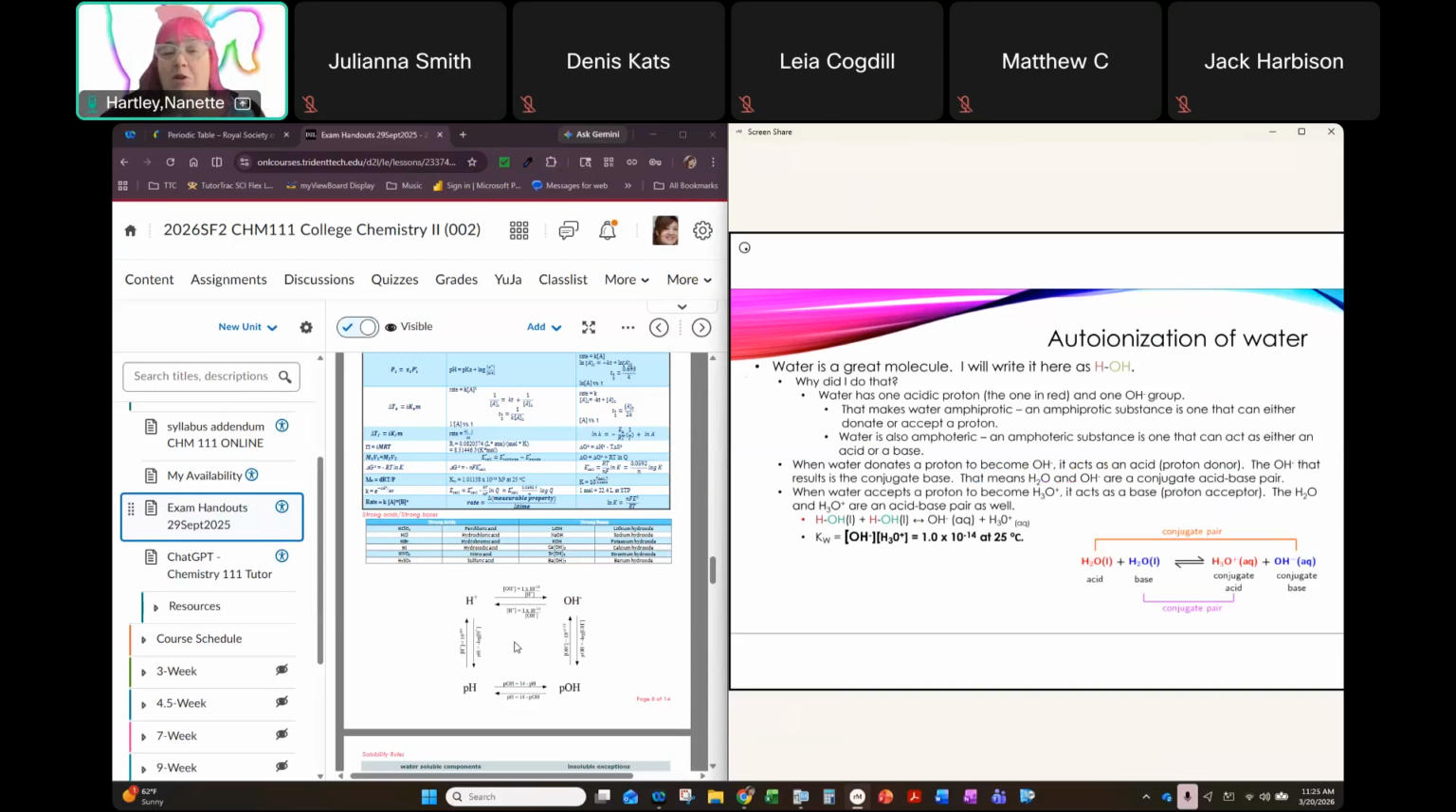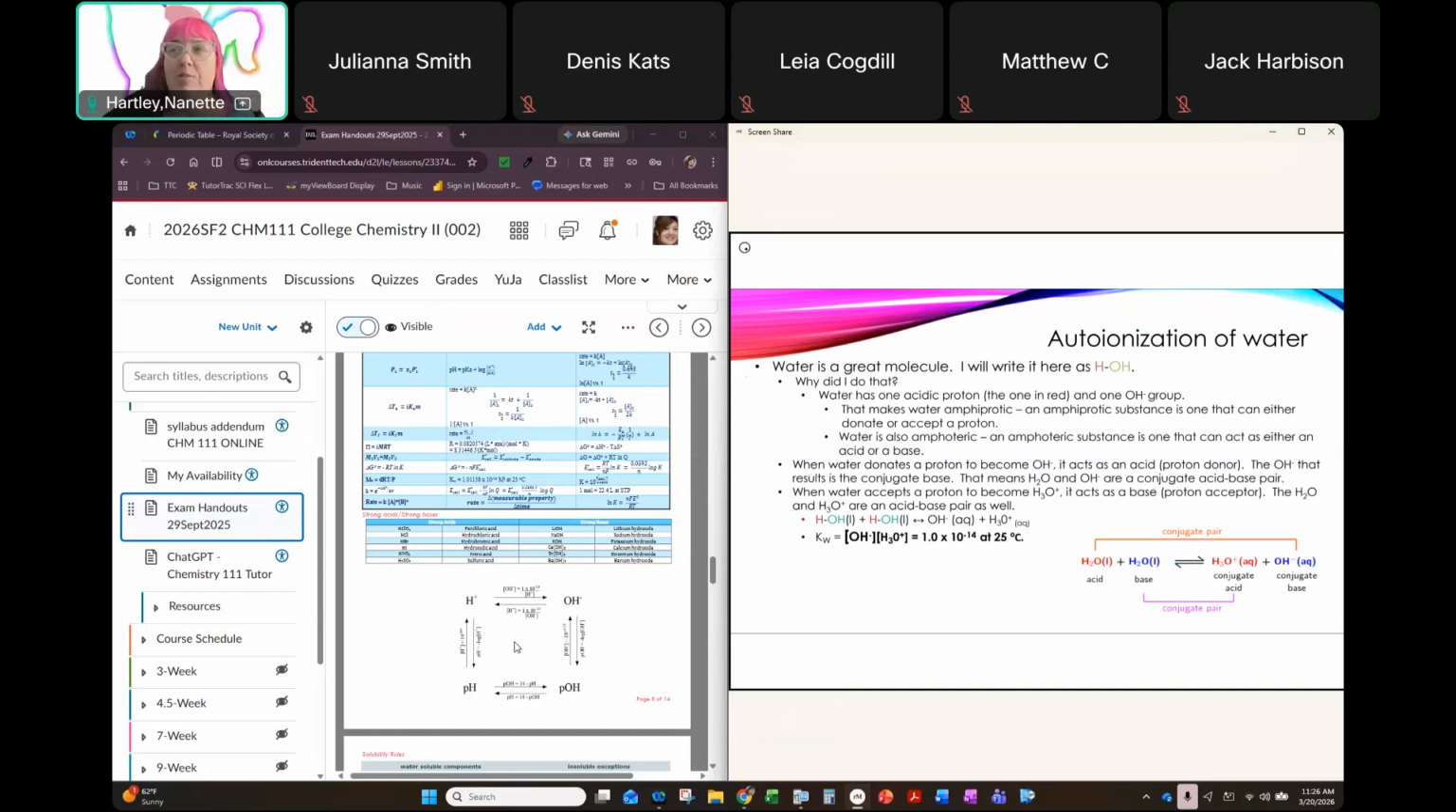I often write water as HOH, and that's to emphasize that it is an acid with the H part at the front and a base with the OH at the back part. So it can act as both an acid and a base. It is amphoteric because of that. That means it can act as an acid or a base. And it's amphiprotic, meaning that it can either accept or donate a proton. So that's another term that gets applied to it.